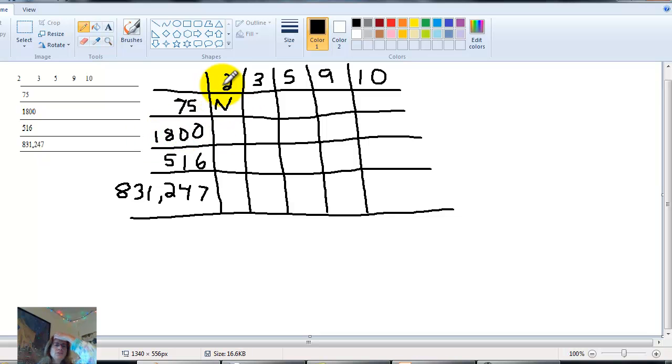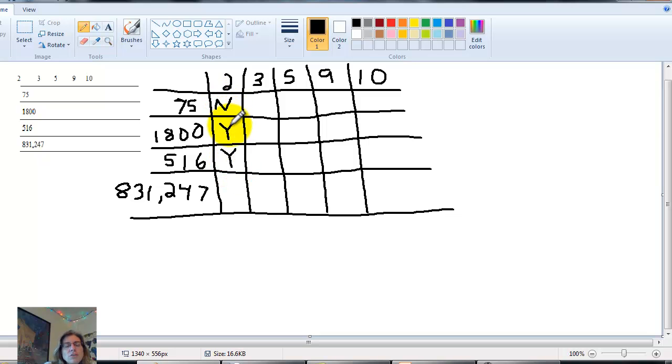Is 1800 divisible by 2? It ends in a 0, so the number is even. And yes, it is divisible by 2 because it is an even number. Is 516 divisible by 2? It ends in the number 6, so if it ends in 2, 4, 6, 8, or 0, it's an even number. Therefore, yes, it's divisible by 2.